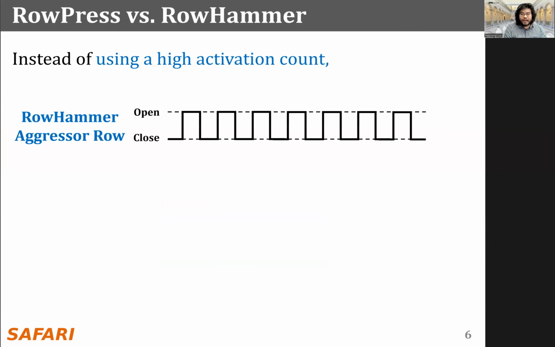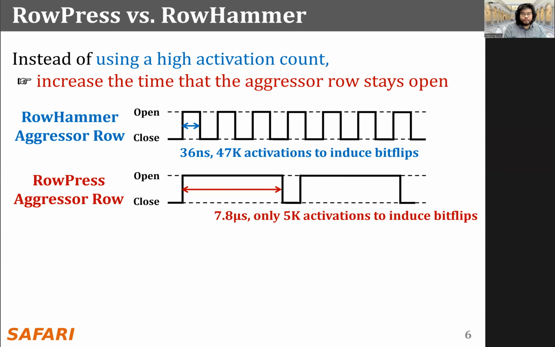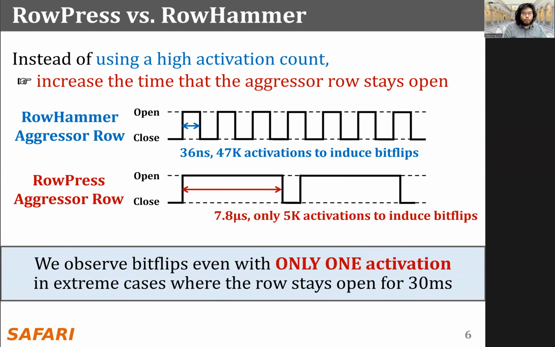Instead of high activation count, RowPress increases the time that the aggressor row stays open. Doing so disturbs adjacent rows enough to cause bit flips without a very high activation count. We even observe bit flips with only one activation in extreme cases.